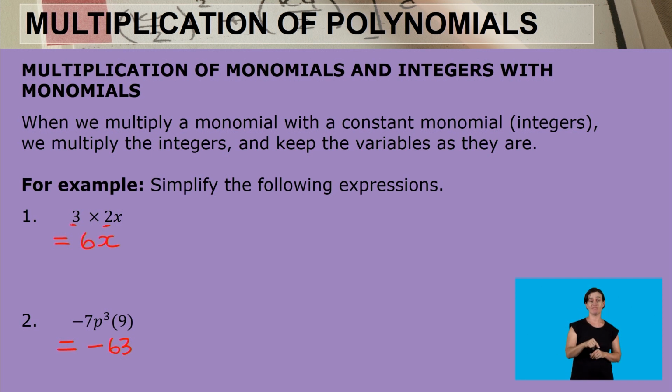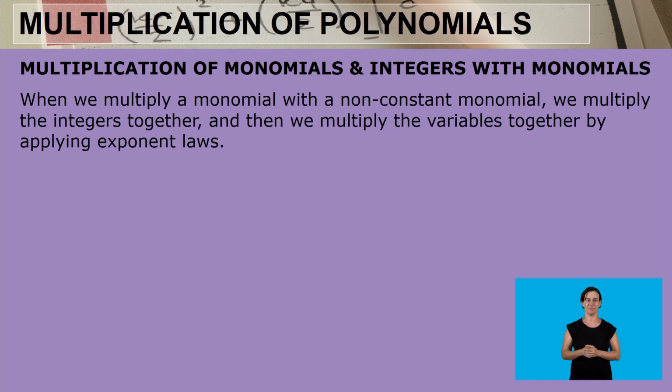We have multiplied negative 7 and 9, and we are going to write the variable as it is because that variable has no other variable to multiply with. Now, let's continue with multiplying those monomials and integers with monomials.